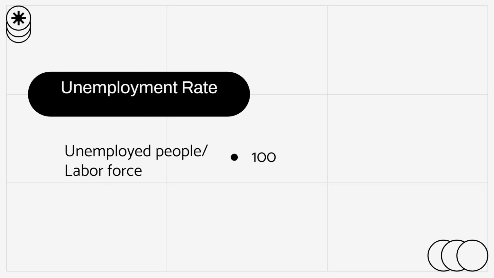There's also the unemployment rate, which just looks at the unemployed people over the labor force only. That means over the unemployed plus employed people, times 100. This gives you an idea of, out of the people that can work, how many are unemployed. Obviously, if this number is high, the economy isn't producing as efficiently as it can.